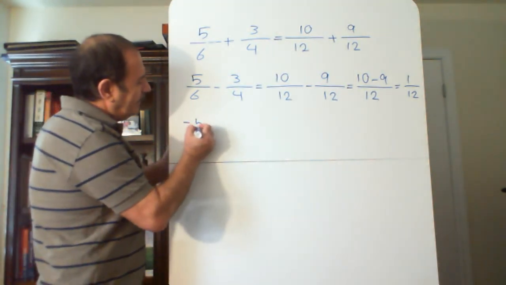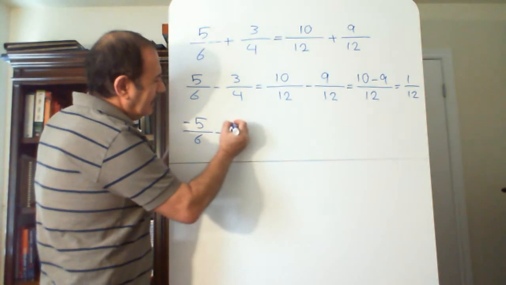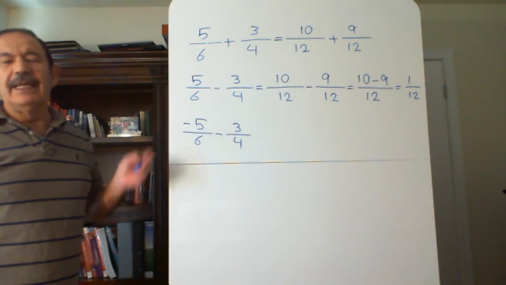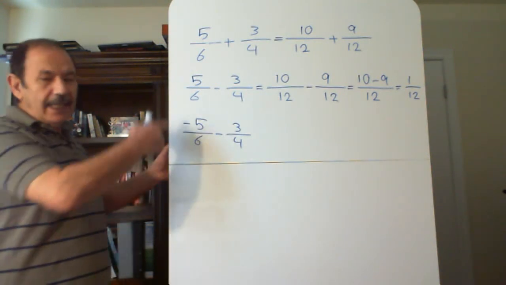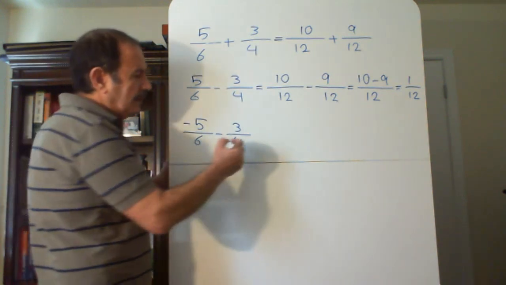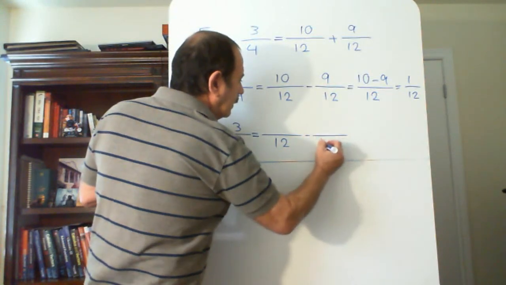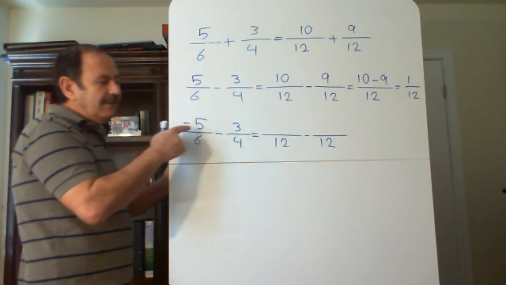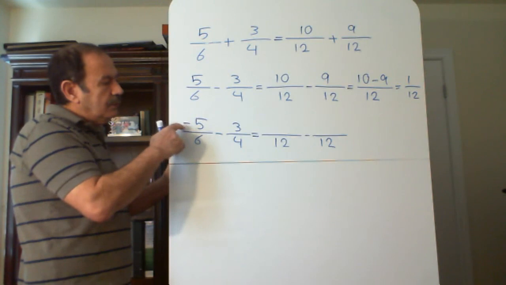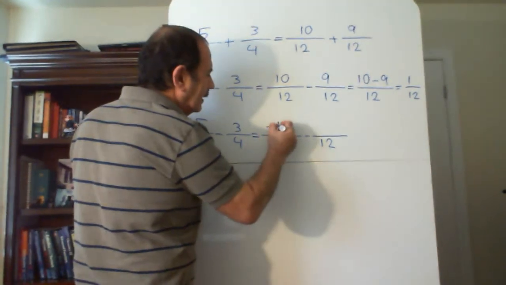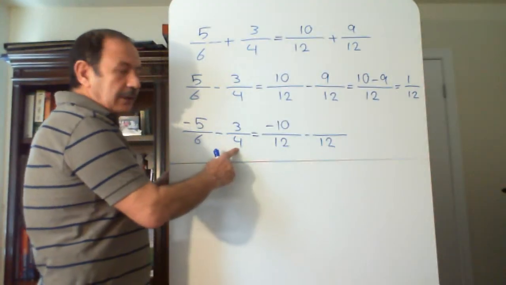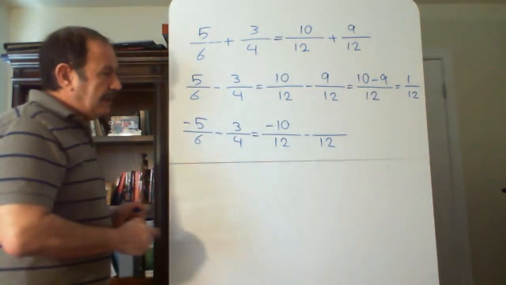Let's say negative 5 over 6 minus 3 over 4. Now both signs are negative. Again the same thing, because we have different denominators, find the LCM, which is 12. Again, 12 divided by 6 is 2. 2 times negative 5, we always consider the sign too, is going to be negative 10. 12 divided by 4 is 3, and 3 times 3 is 9.